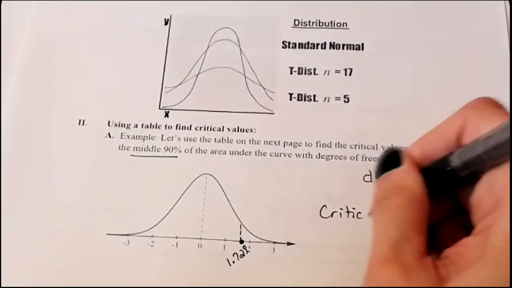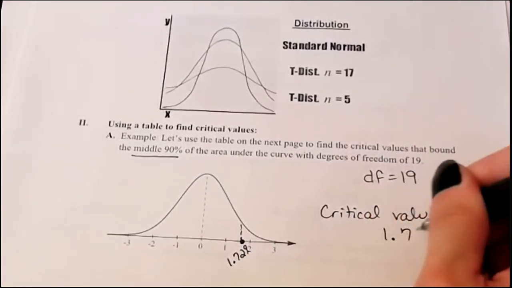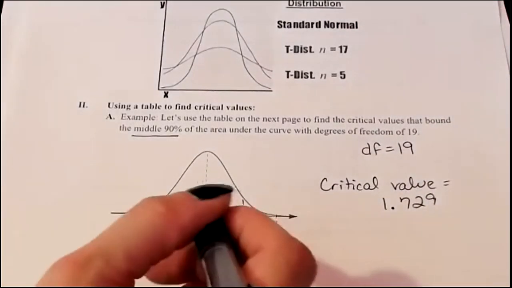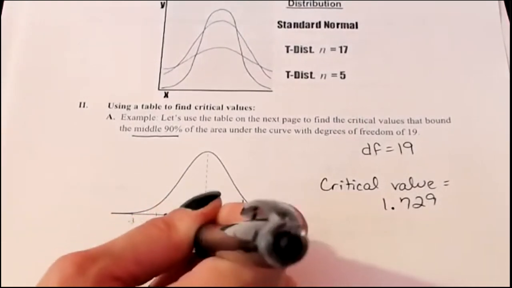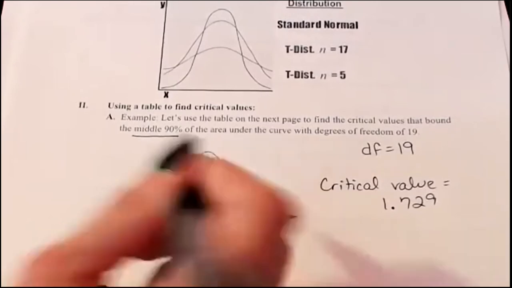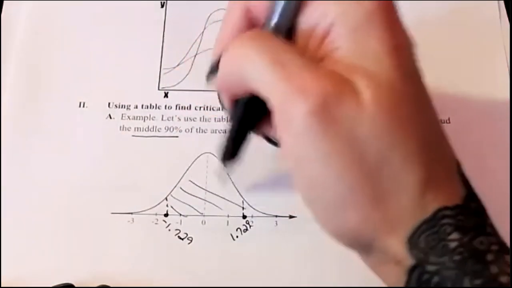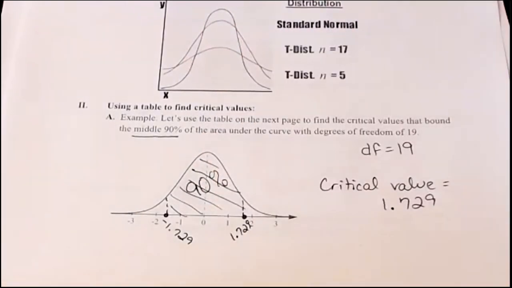Our critical value is equal to 1.729, and we are going to also identify its opposite, which is negative 1.729. Draw our dotted line up, and we are referring to this middle 90%. And that's how you find your critical value.